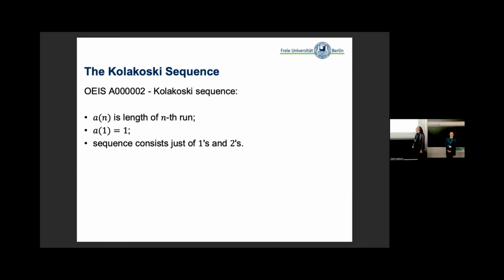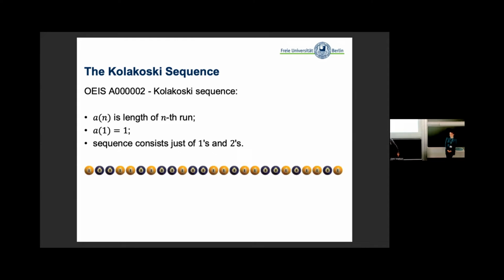It's A000002, and it's described like this: a(n) is the length of the nth run in the sequence. The first number is 1, and the sequence only consists of 1s and 2s. We can have a first look at what it looks like and see what this means.